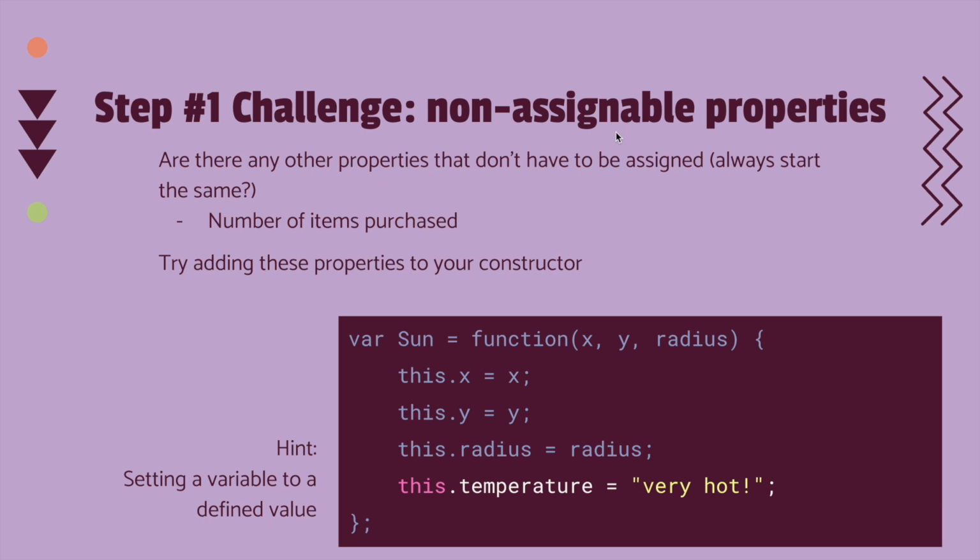Okay, now we'll do a quick challenge. Not all properties have to be passed in. Some of them we can give exact values when inside of the constructor. For example, if I know all of my objects are going to have an initial temperature of very hot, I can just put it inside of the constructor instead of having to pass it in every time. Similarly, I want you to go ahead and add a property for the number of items purchased and set it to 0 inside of your constructor. So pause the video, quickly do this challenge, and then resume it when you are done.